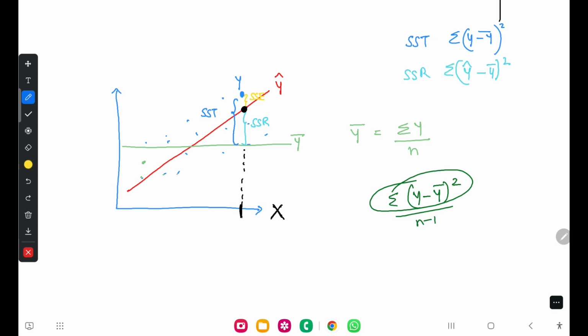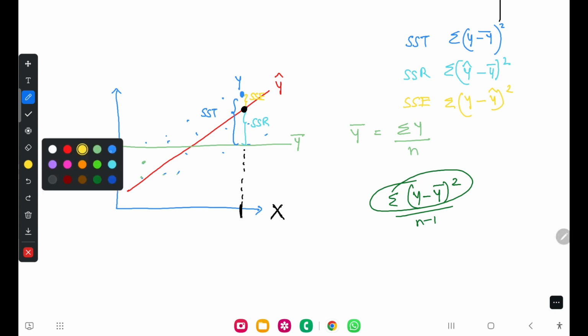Then it's the error. So how does error occur? Error occurs when your actual value is above or beyond your predicted line. Predicted line is y cap. So if you take the square and find the summation, you'll get SSE.